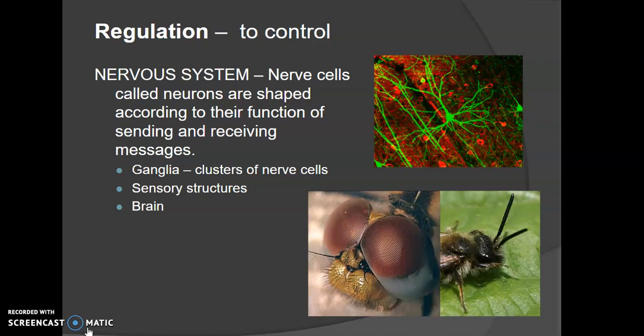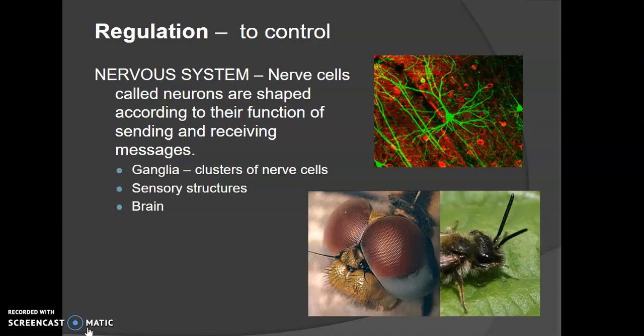Lastly, regulation means to control. Organisms are able to control their bodies using a nervous system. Nerve cells called neurons, look at that picture, it's the green structure, are shaped according to their function. They send messages, receive messages, so they're long and thin like a telephone wire to receive and send messages. Some animals have these clusters of nerve cells instead of a brain. Like a worm, it doesn't really have a brain, it just has these clusters called ganglia.